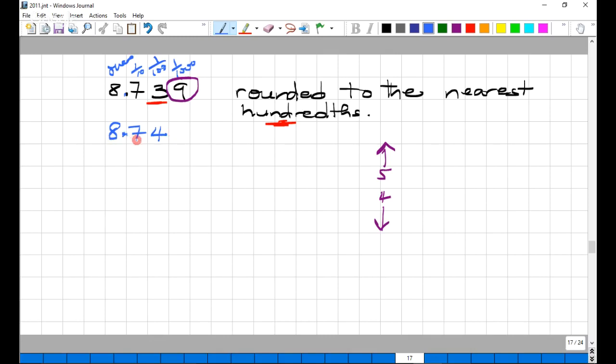So 8.74. We could put 0 here for the 9 that was there. However, we know that this 8.74 is still equivalent to 8.740. Got that one? Yes, sir. Okay. Any questions on that? Anybody else? No, sir.